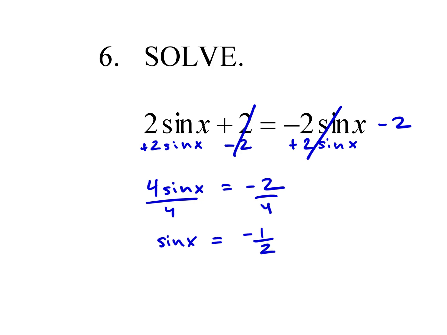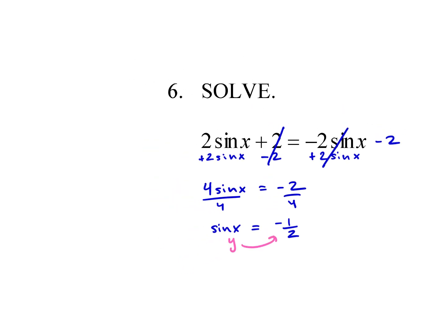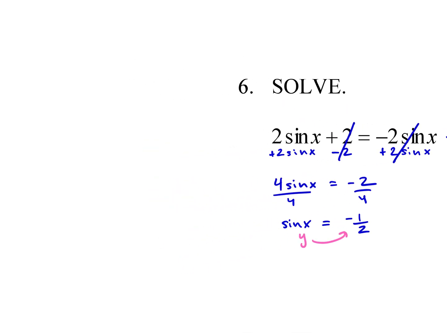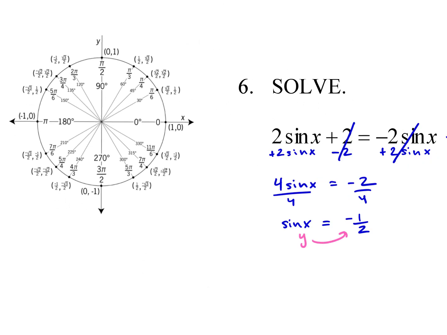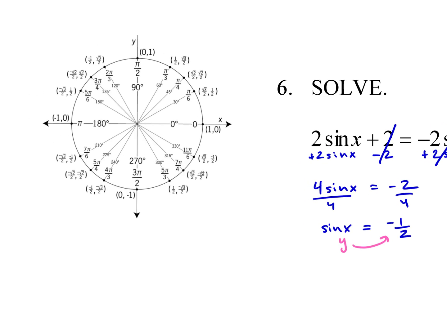Sine tells us we look at what on the unit circle? The y. I want to see where on my unit circle do I have a y value of negative 1/2. I'm going to paste my unit circle here. So negative 1/2 as our y value would be here at 7 pi over 6 and 11 pi over 6. So x equals 7 pi over 6 and 11 pi over 6.